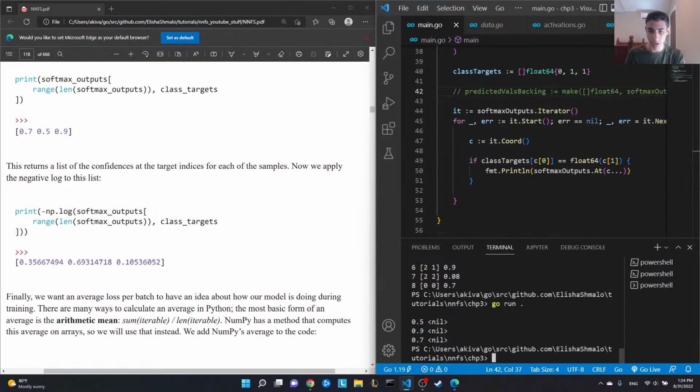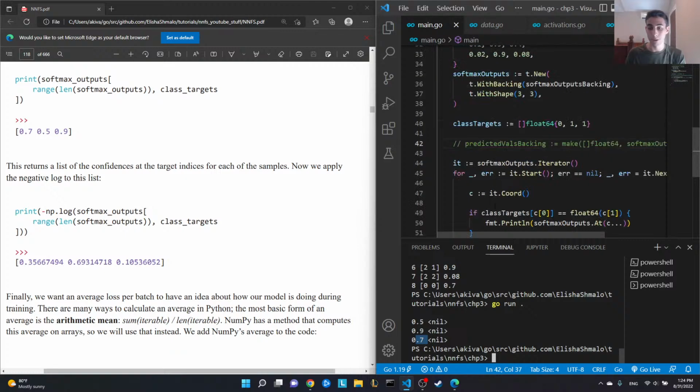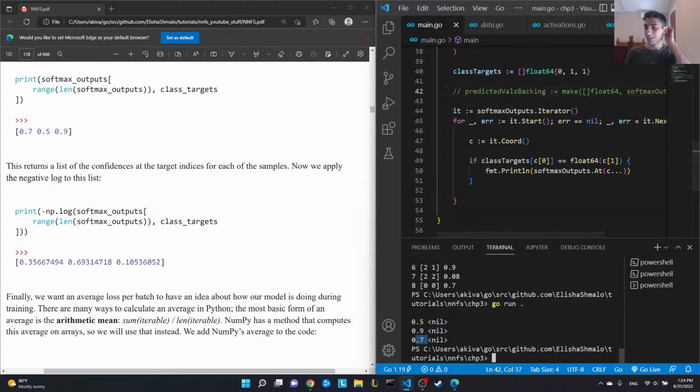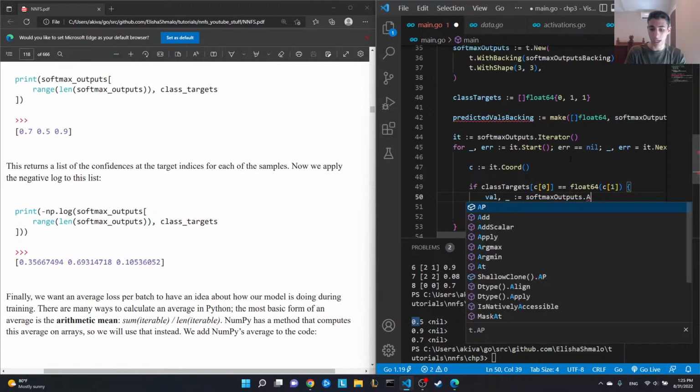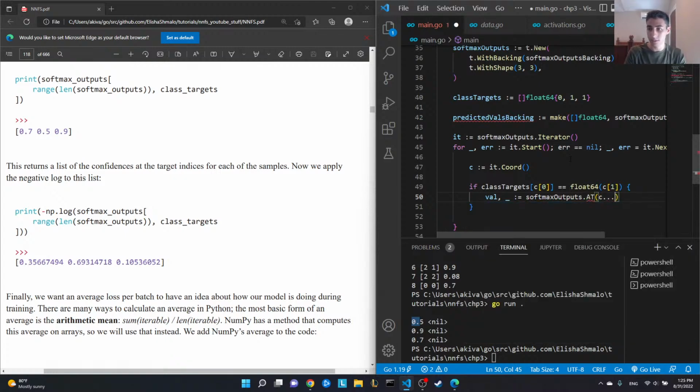And let's print this. Let's run through this, and we'll see. We'll get 0.7, 0.9, and 0.5, 0.9, and 0.7 again because we do the first one last for some stupid reason. But you'll see that doesn't actually make sense because I'm going to use C index 0 as our indexing value when we populate this slice. So okay, now that we get the correct value, here we'll say val, comma, underscore. We don't really need the error. Colon equals softmax outputs dot At C dot.